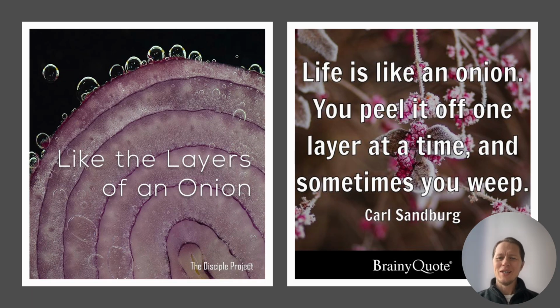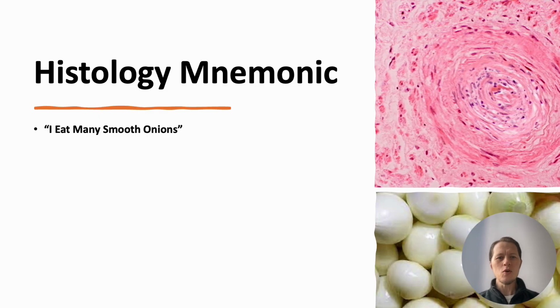I also do tend to let some philosophy trickle in and creep into my videos. And if you've ever heard of this analogy, how life is like an onion, well, it ties into histology, believe it or not. So here we go, right into histology. We have three layers in terms of the layers and blood vessels. And I know this is a little weird mnemonic, but hey, it works, right?